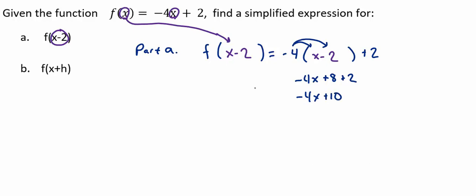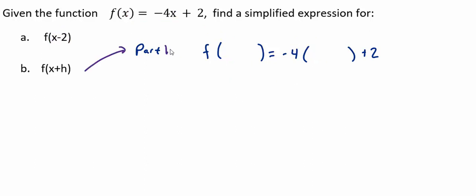To organize my work, these steps were just a simplification of f of x minus 2. So my final answer would be that f of x minus 2 is equal to negative 4x plus 10, and that's in simplified form. Now let's do part B.